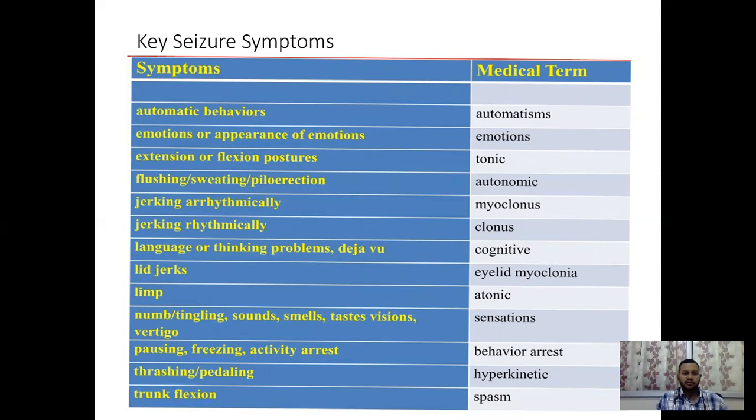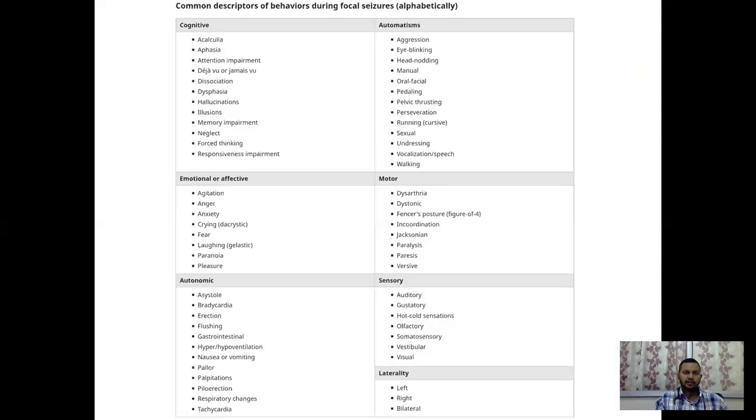Pausing, freezing, and arrest is called by the medical term behavioral arrest. Pressing and paddling, hyperkinetic movement, and trunk flexion are also described. Common descriptors of behavior: there are different types, cognitive, automatism, emotional, affective, motor, sensory, autonomic, and lability.